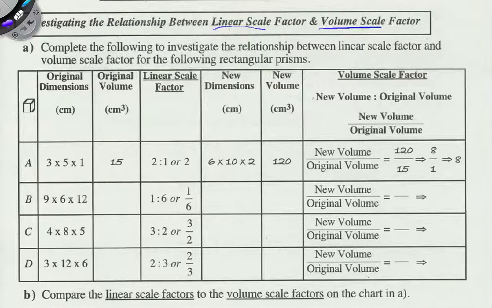Well, here's the original dimensions. The volume would be 3 times 5 times 1, or 15. Let's use a linear scale factor of 2 to 1. So all the dimensions go to 6, 10, 2. Here we are. What's the new volume? Multiply this together to get 120. So 120, the new volume over the original, is 8 to 1.